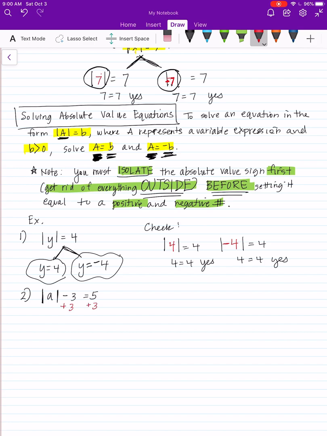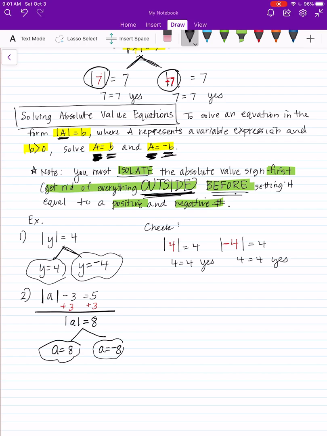So I'm going to add 3 first. Okay, so that leaves me the absolute value of a equals 5 plus 3, which is 8. So now I've gotten rid of everything on the outside. Now I can set it equal to a positive and negative number. And it's not much different than I had up here. So I split it up. I drop the absolute value signs, and I say a equals 8 and a equals negative 8.